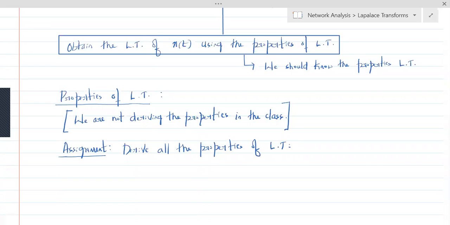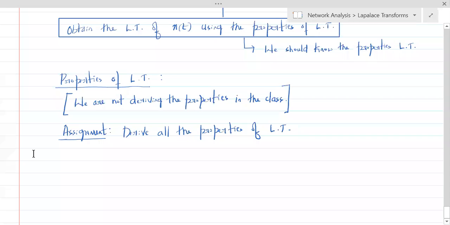I'm not doing this here in the class, but this is expected. They may ask in the exam. That's why I'm particular that this assignment be done. So this derivation can be asked in the exam, but I'm just giving you the list of these properties.